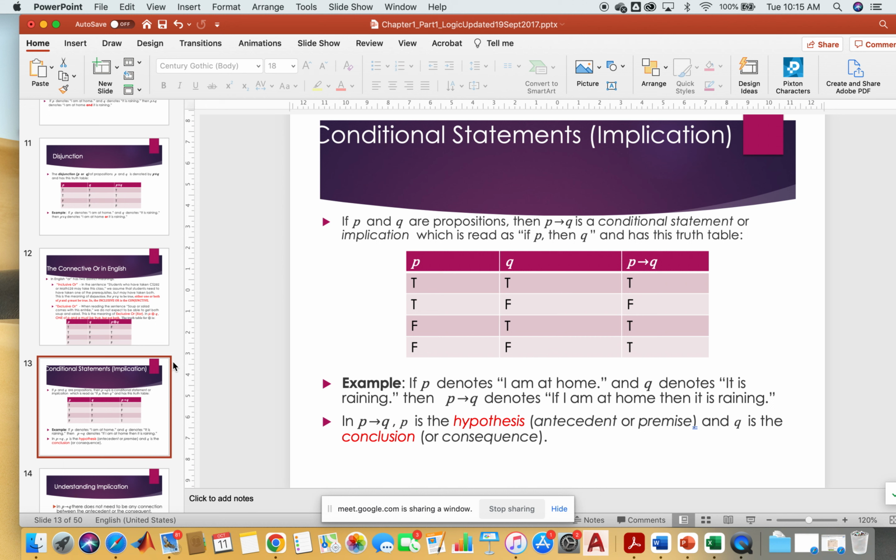So this is the example here. Find the converse, the inverse, and the contrapositive of this statement: the home team wins whenever it is raining.